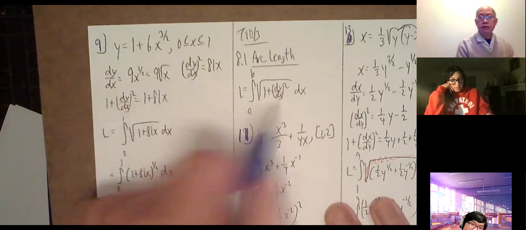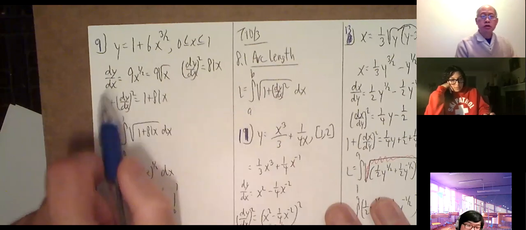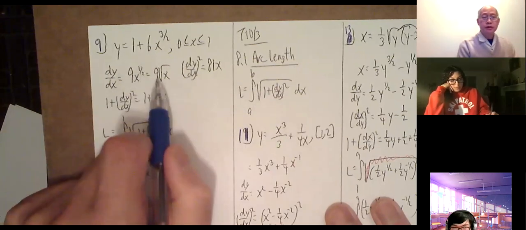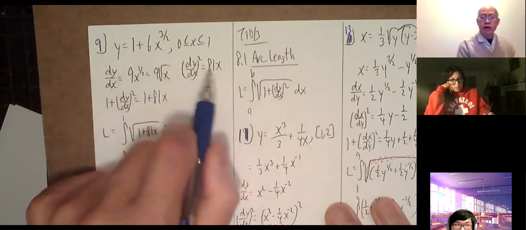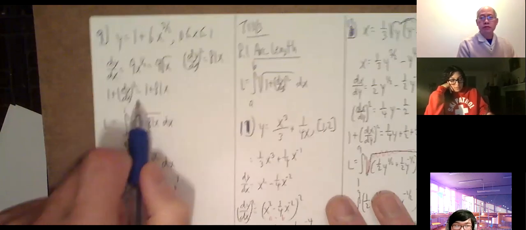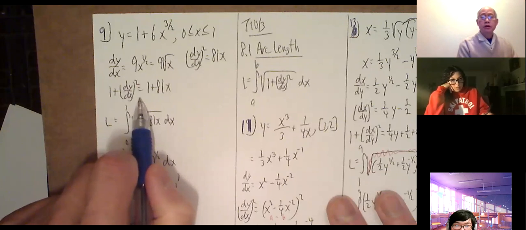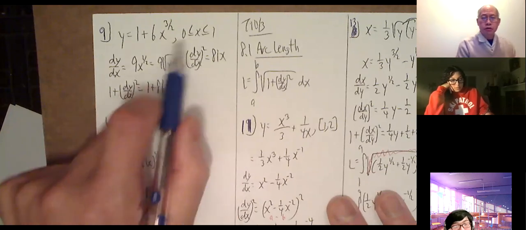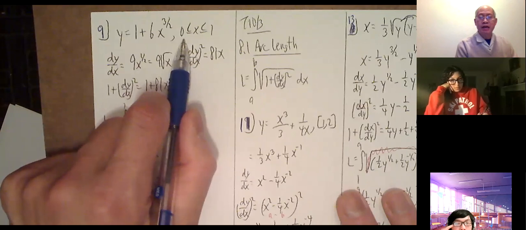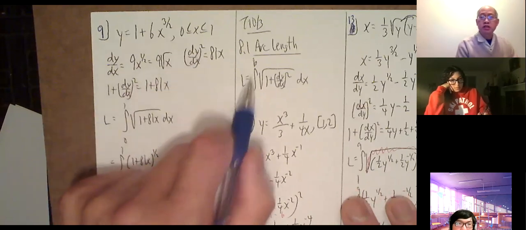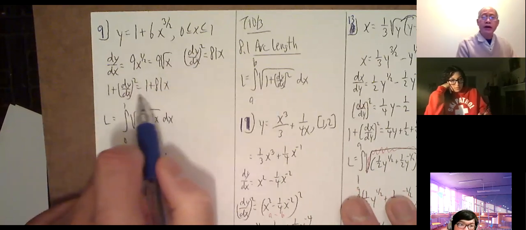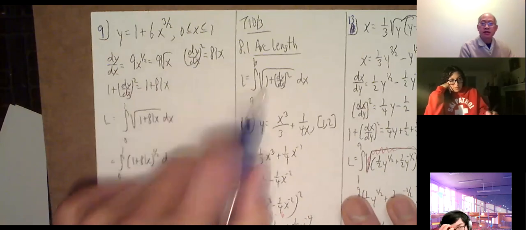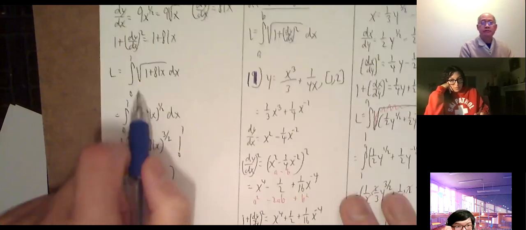Okay, so one more time. 1 plus dy dx squared. So find dy dx, the derivative. There it is. Square it. There it is. Add 1. So I'm integrating from 0 to 1. Very nice. You can't get better than integrating from 0 to 1. Of the square root of this thing. Radical 1 plus 81x dx. So here we go.